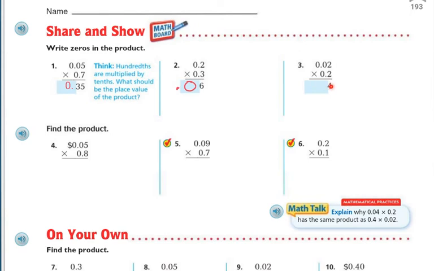Let's look at this next one. They've already done the work for us. 2 times 2 is 4. But I need to move it over. How many decimal places? Let's see. There's 1 behind this one. 1, 2 behind this one. So altogether I have 1, 2, 3 places over.